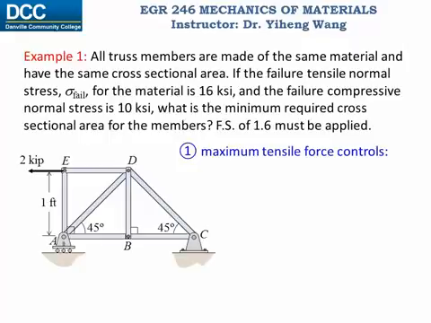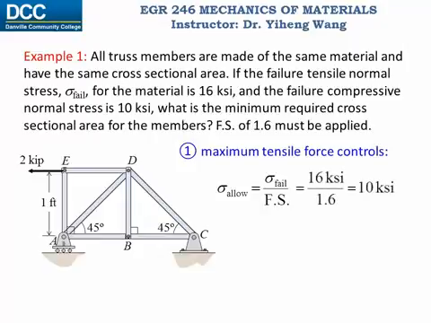Situation 1. If the maximum tensile force controls, then the allowable tensile stress controls, which equals the failure tensile stress divided by the factor of safety, which is 16 over 1.6, and that's 10 ksi, kilopounds per square inch. And that equals force over cross-sectional area A1, which is 2 kilopounds over A1, and that gives us A1 of 0.2 square inch.